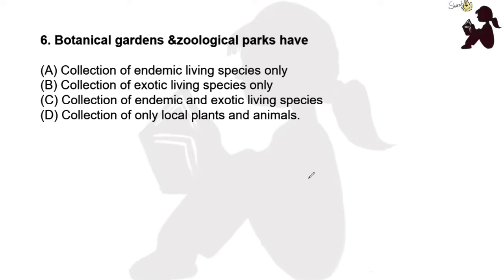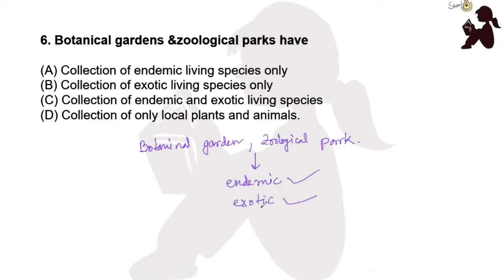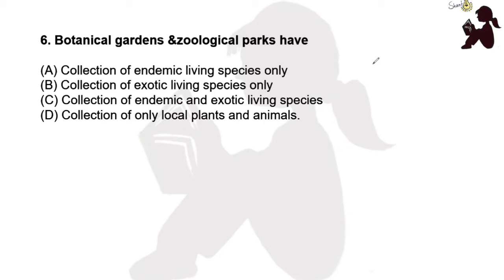Okay, so we know that the botanical garden and the zoological park both have the collection of endemic as well as the exotic species. So here, the collection of endemic and exotic living species, option C, is the correct answer. Okay, now let's move forward to the next question.